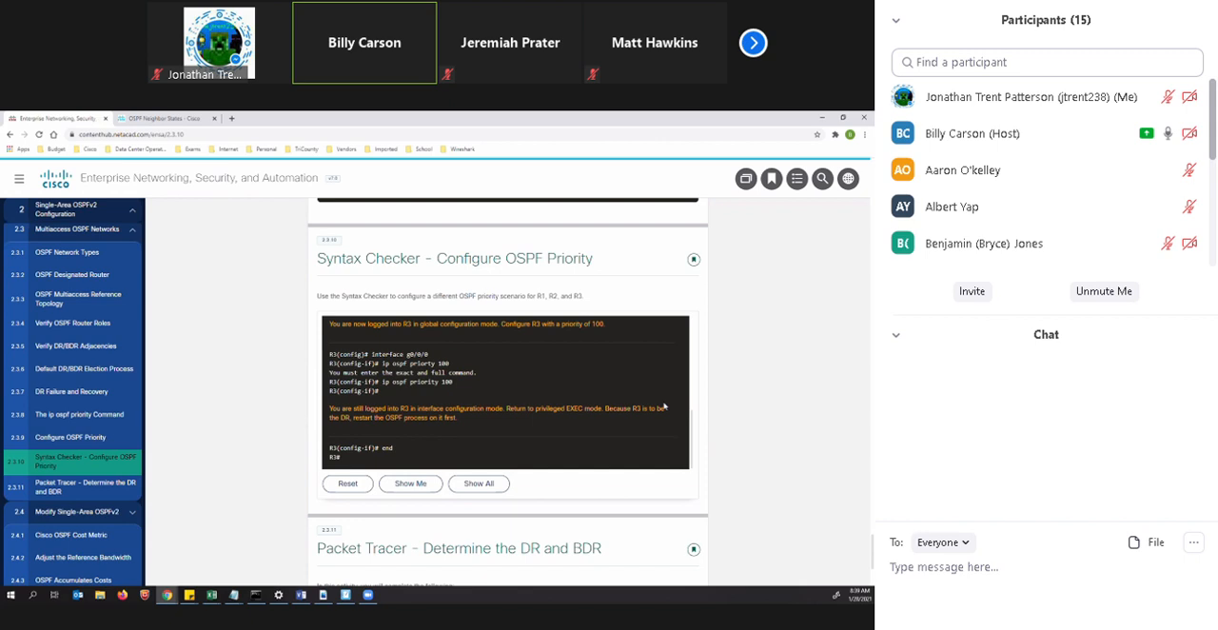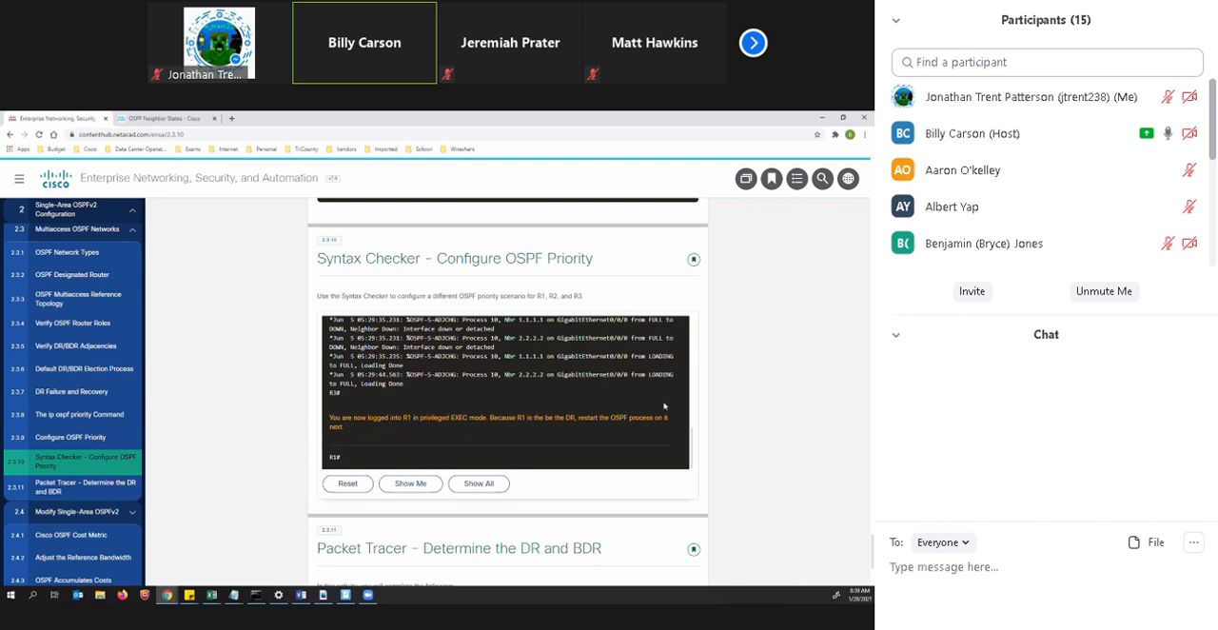So I'm going to go in. And then what does it say to do here? It says return to privileged exec mode because R3 is to be the DR. Restart the OSPF process first. So how do we do that? Clear IP OSPF process. And it says reset, it defaults to no. I said, no, I do want to reset it. So I'm going to put yes in there. Boom, there it goes. Okay, now we are logged into R1, privileged exec mode, and restart this one too.